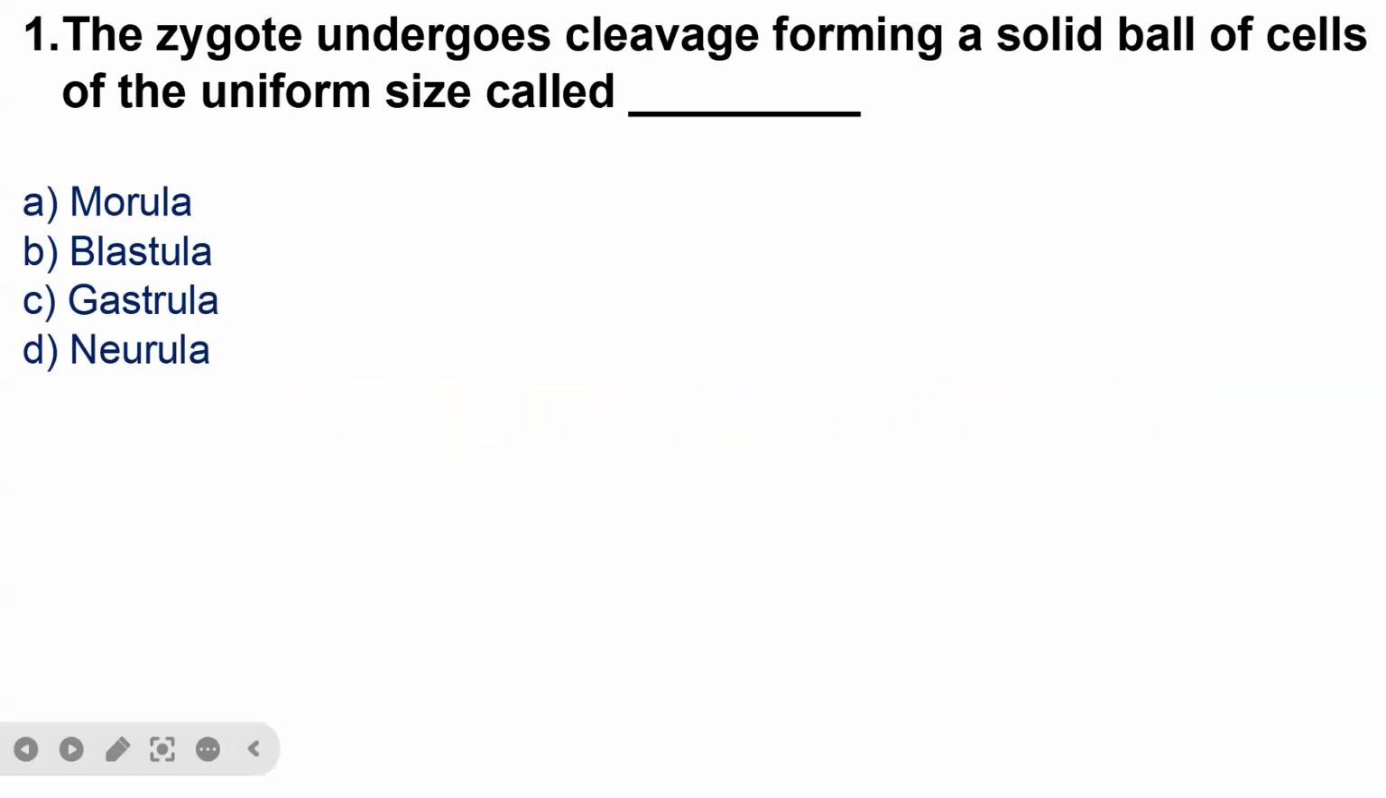Question 1. The zygote undergoes cleavage, forming a solid ball of cells of uniform size called: A. Morula, B. Blastula, C. Gastrulation, D. Neurula. The answer is Morula.